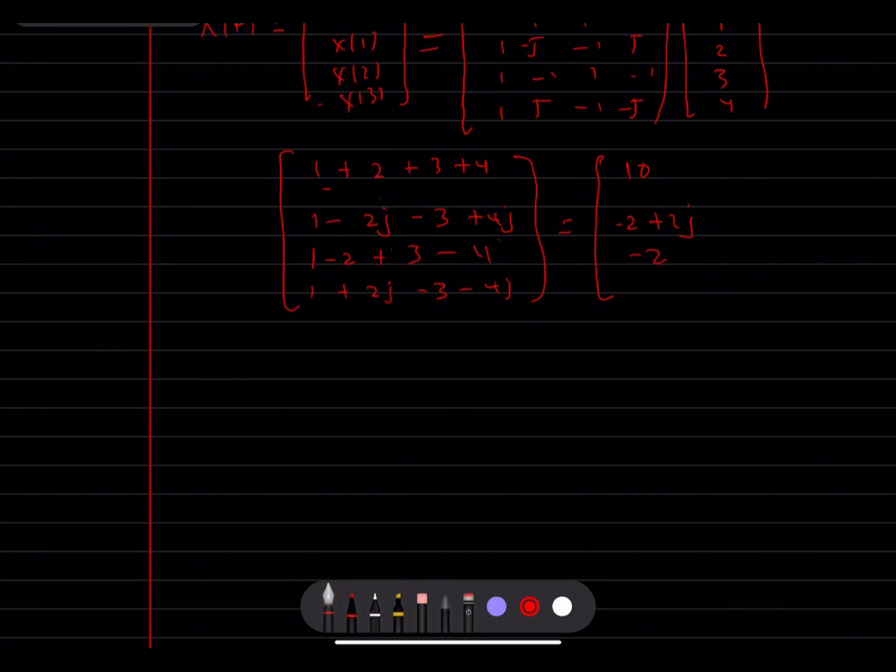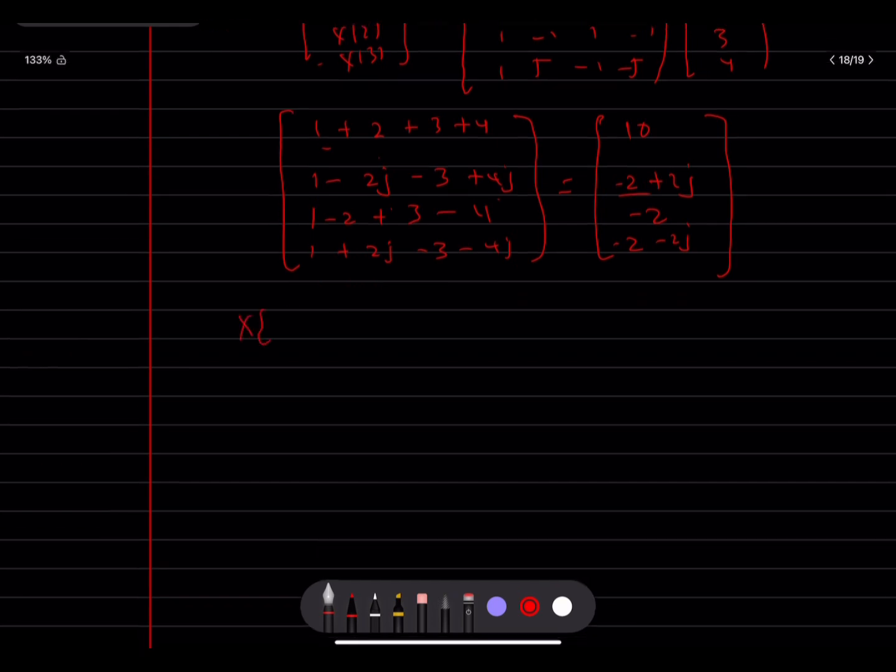And remember that, as I told you, when you are finding the DFT, after finding the first element, the second element, and the third element, the other part is a complex conjugate, so you can just look at it and say negative 2 minus 2j. Exactly. So now this is your X of k in the frequency domain, which is 10, negative 2 plus 2j, negative 2, negative 2 minus 2j. So this is our final answer.